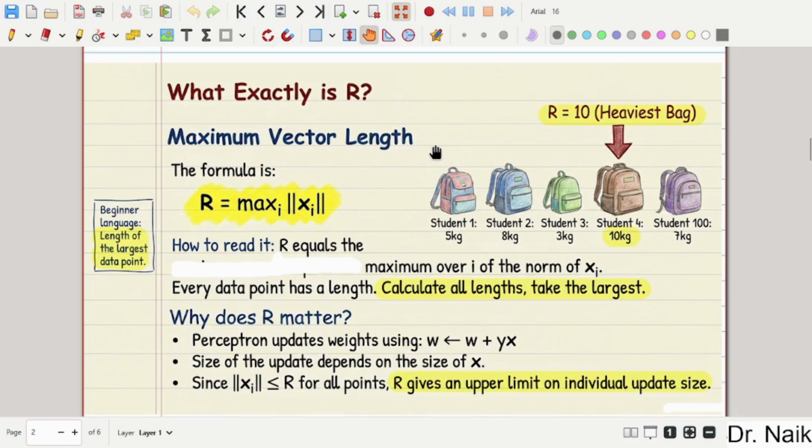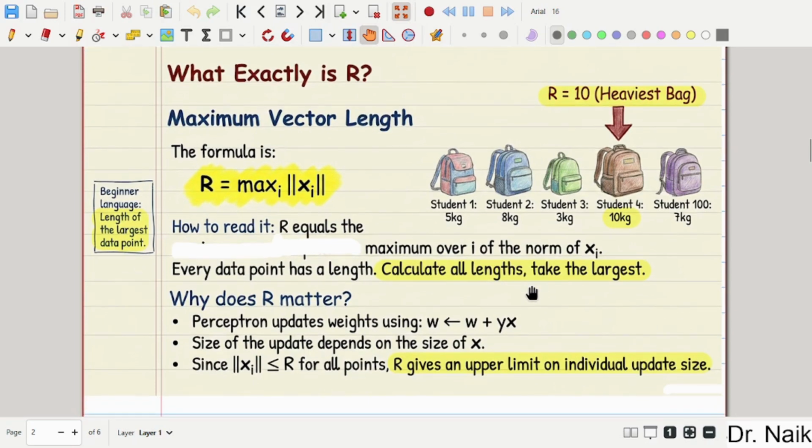Now consider the example. Suppose we have a few school bags and the weight of the student 1 school bag is 5, the weight of the student 2 school bag is 8, the weight of the student 3 school bag is 3, the weight of the student 4 school bag is 10, and the weight of the student 5 school bag is 7 kg. Now here R is equal to 10, that is the heaviest bag. So R means that data point that has the largest length.